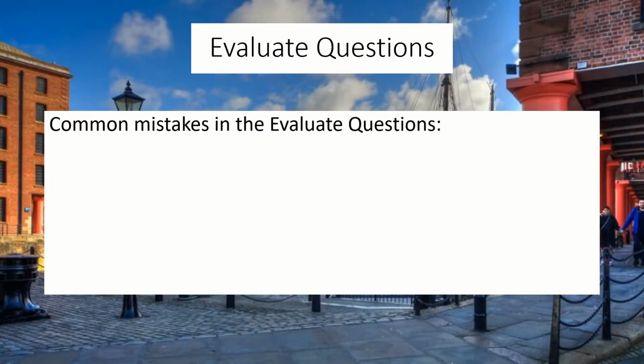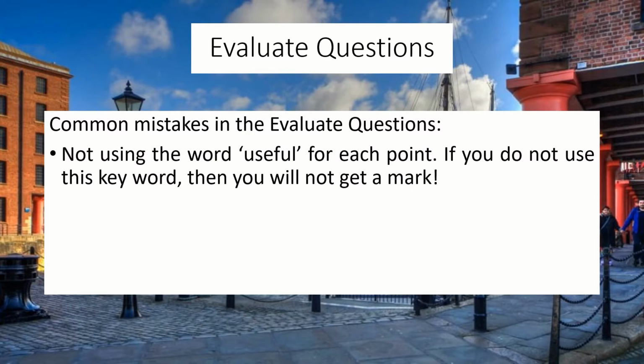Then to the evaluate question. So the common mistakes in the evaluate question. Most common mistake made in the evaluate question is not using the word useful. Because you're evaluating the usefulness, you have to say whether it makes the source more useful, or makes the source useful, or makes the source less useful. If you don't use that key word, then you're not going to get a mark. So if you've not said useful 5 times, you're not going to get full marks. Make sure you say useful.